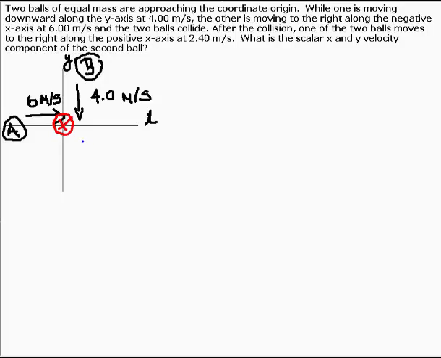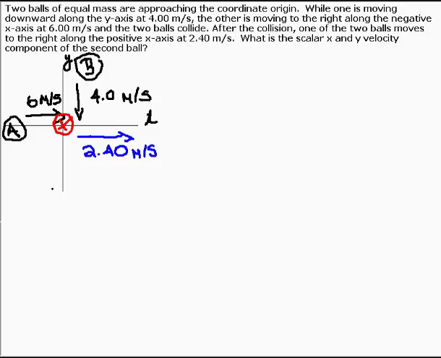Now with a change of color, I'm going to show what happens after the collision. The question reads that after the collision, one of the two balls moves to the right along the positive x-axis at 2.40 meters per second. The question doesn't indicate the direction of the second ball, therefore we can assume that it is not moving.